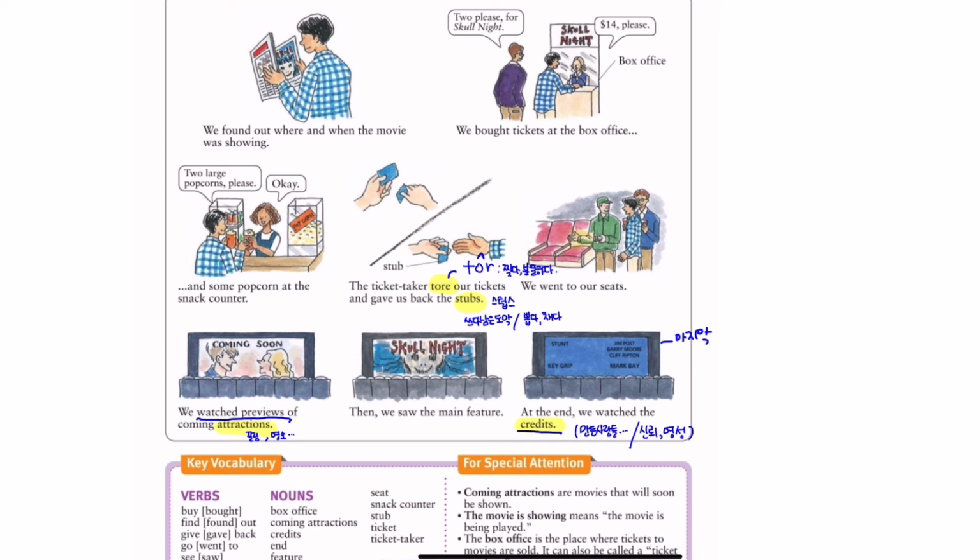The ticket taker tore our tickets and gave us back the stubs. We went to our seats. We watched previews of coming attractions. Then we saw the main feature. At the end, we watched the credits.